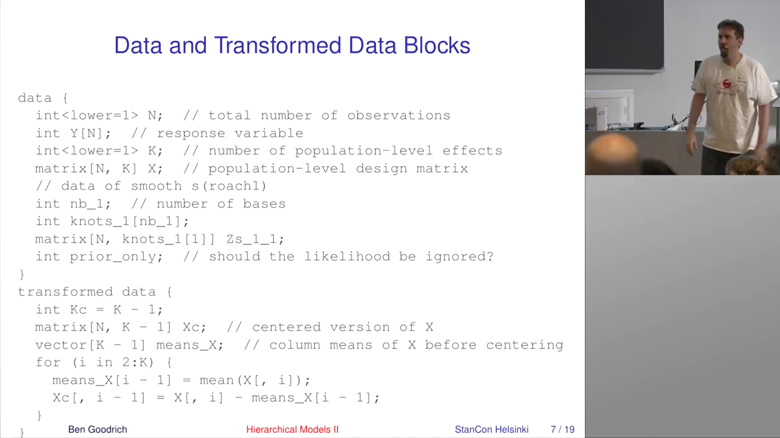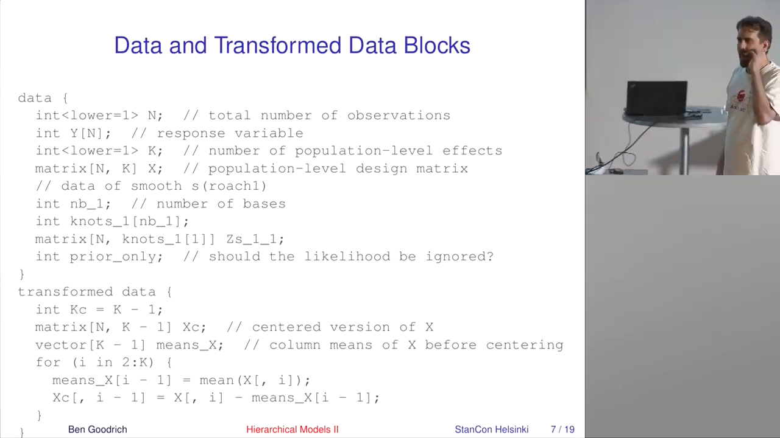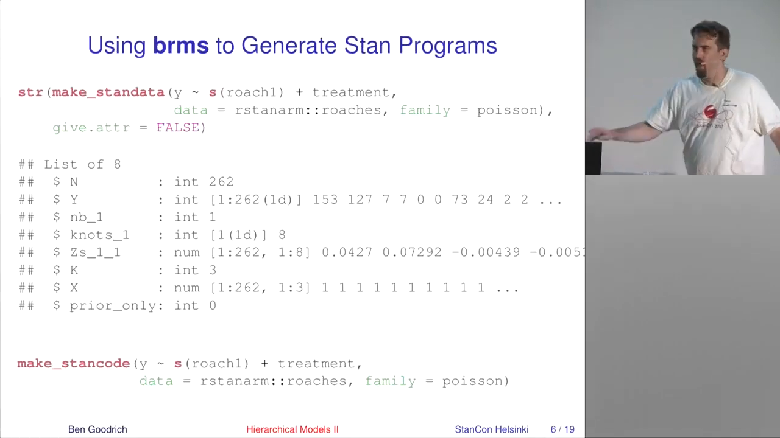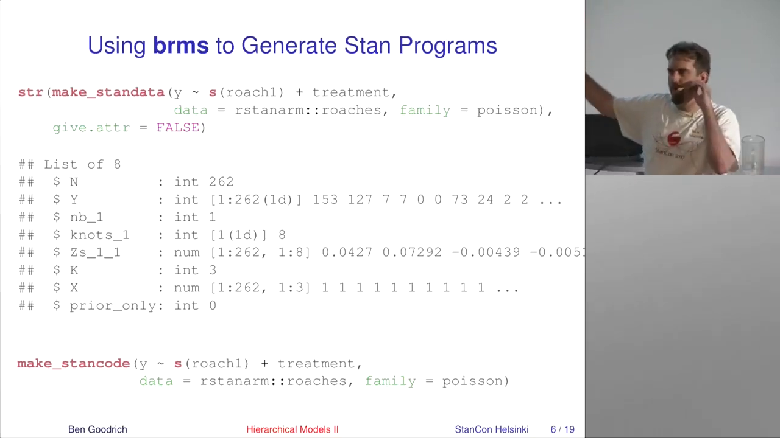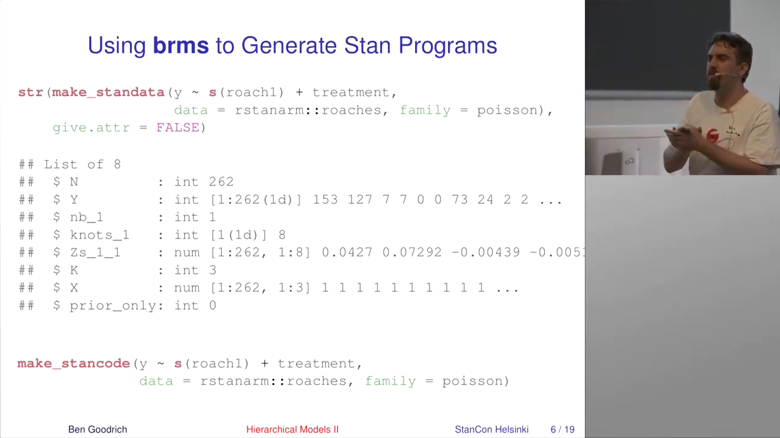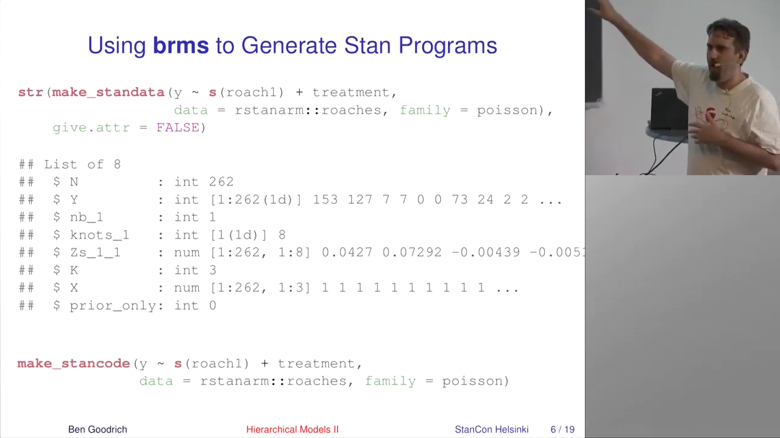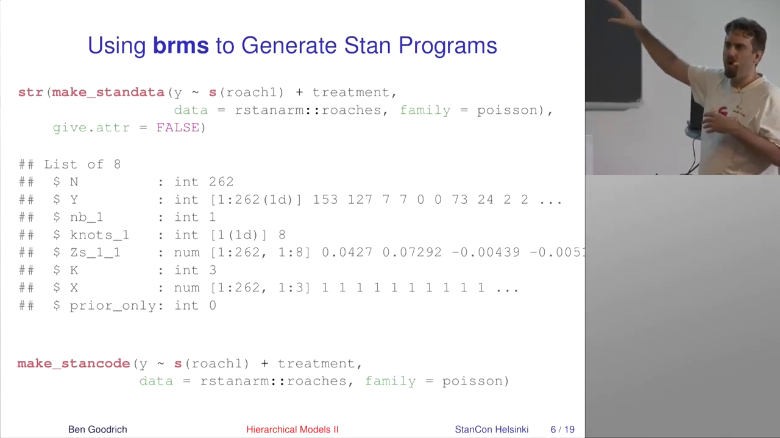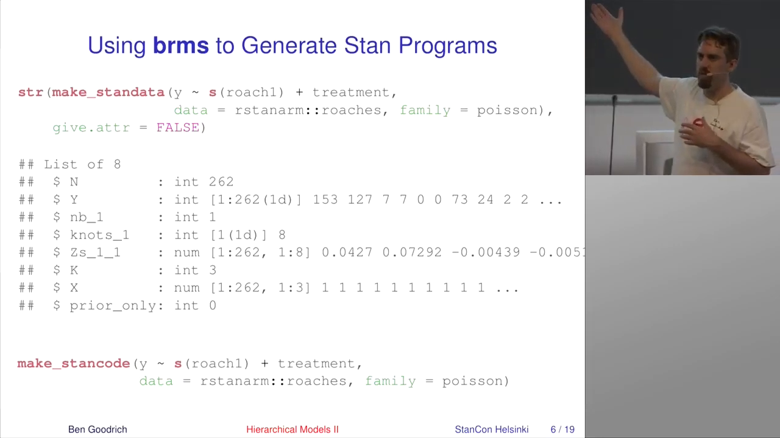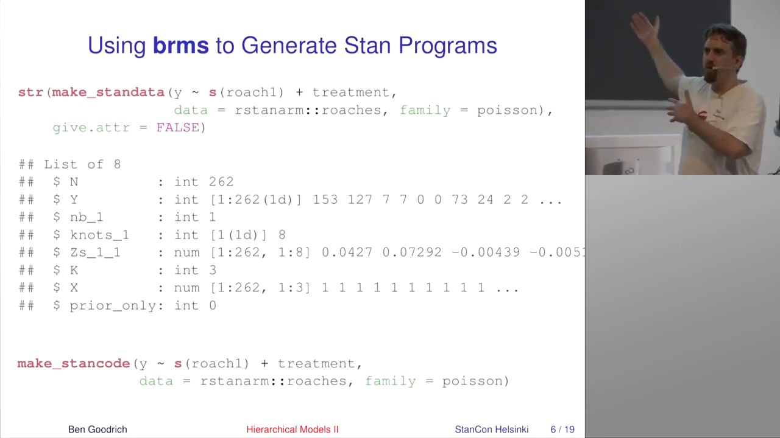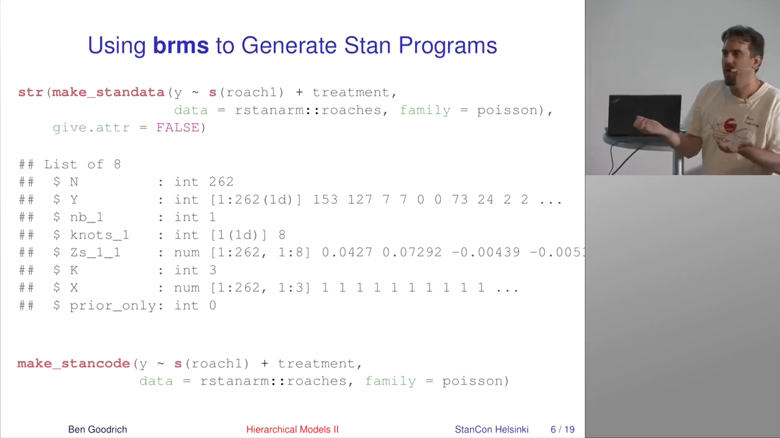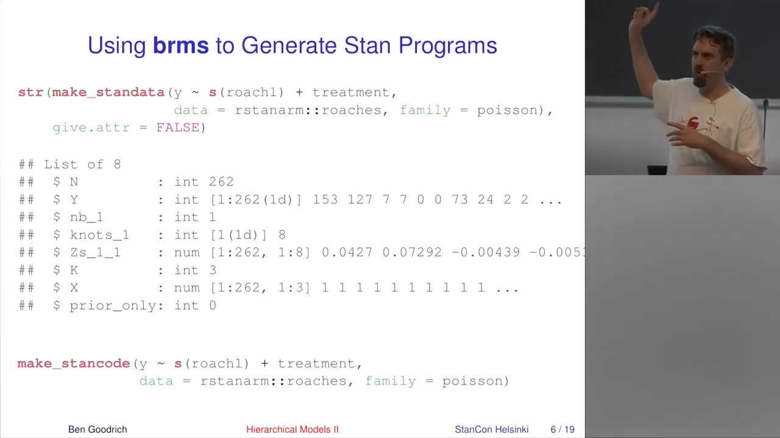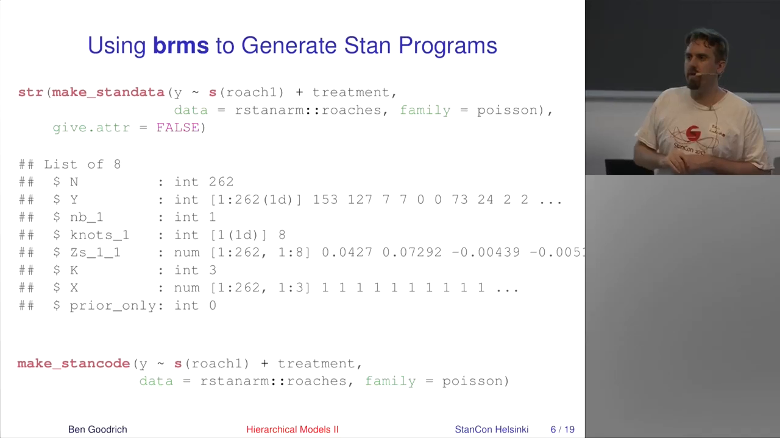So in the BRMS notation, you don't have to specify the number of bases manually, but here we obviously have to. Oh yeah, knots in the spline function. Yes. So by default it's 8. You could specify s(roach1, k = 4), and then there would only be 4 basis functions. Or you could do k equals 20, and there's 20 basis functions. So you can change that, but by default in BRMS it's 8. Okay. For a single spline, like a univariate spline.